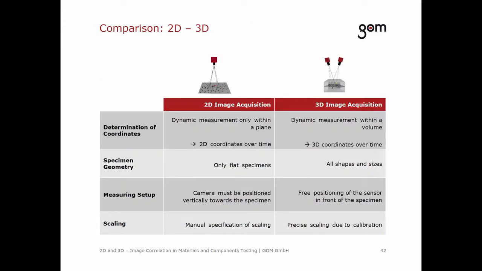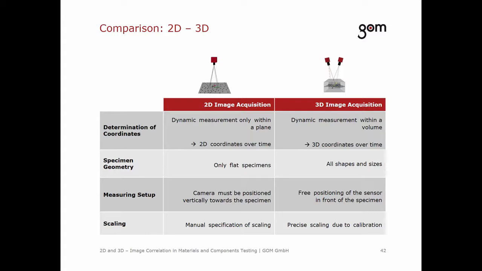Coordinates are measured dynamically only within one plane if you have a 2D measurement. Points that are out of plane are projected onto this plane, which can result in inaccurate data. Only flat specimens can be measured. The camera must be positioned vertically towards the specimen in order to prevent pseudostrain. For displacement, you need a scaling. 2D measurements require manual scaling. The scaling is not very accurate, as you have to click pixels afterwards in the software.